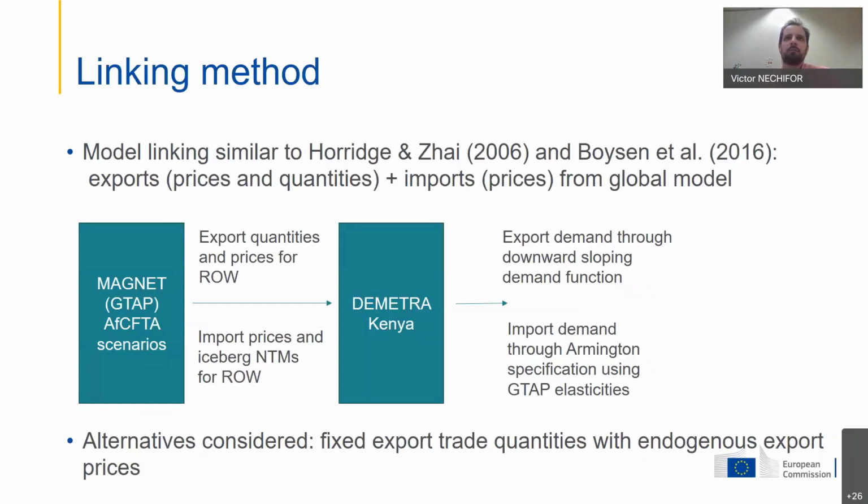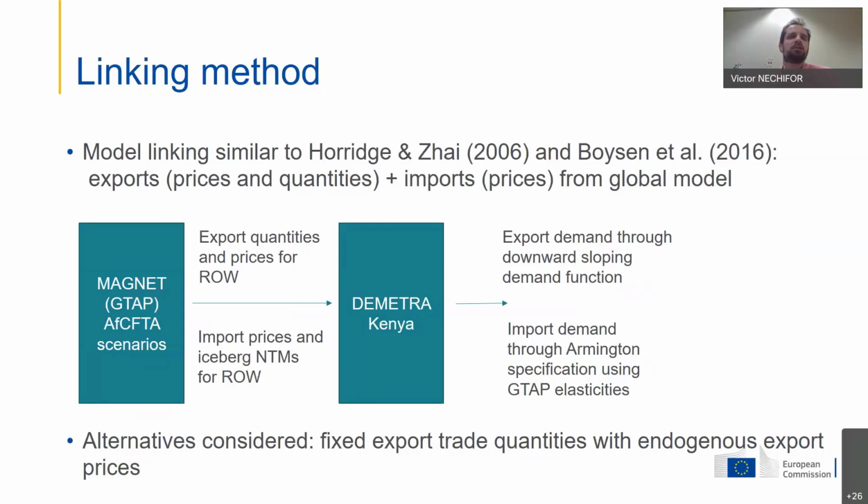specification. And by doing this, we then allow the Metra flexibility in determining the export demand, so the equilibrium, which is driven by an export demand that's downward sloping. And on the import side, the response of the model is driven by an Armington specification, in which we use the GTAP elasticities to try to align ourselves as much as possible with the MAGNET specification.